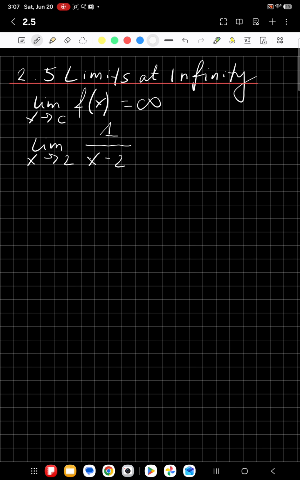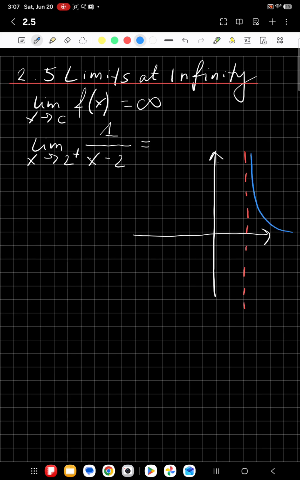Okay, so let's say we're approaching that 2 from the right. If that happens, maybe let me graph it quickly. We'll have that vertical asymptote at 2, and then the graph will look something like this. There is the right branch, here's the left branch.